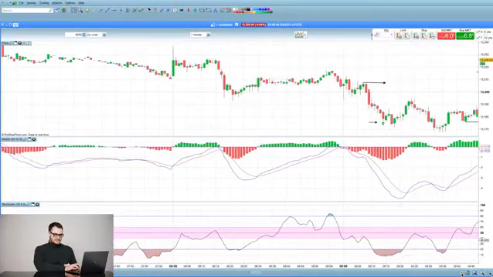Now let's see if we find a signal, and yes, we do. At the end of this, as this candle finishes, we do have a signal, and we can enter at the beginning of the next candle as we did right here.